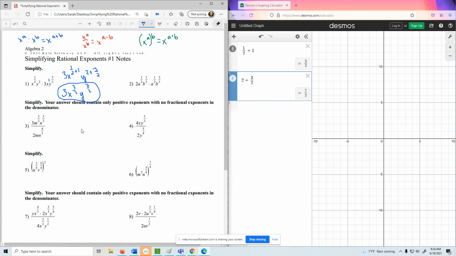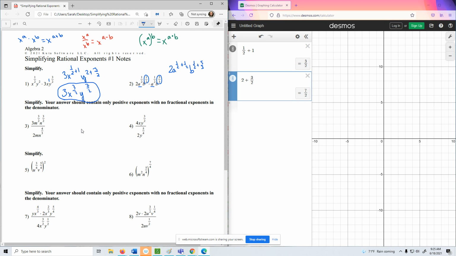Let's try another one. Number 2 is the same idea. Coefficient 2 is the only coefficient I have, so no matter what, in my final answer, I'm going to put 2 as the coefficient. For a's, I have a 1/2 and another 1/2. So 1/2 plus 1/2. For b's, I have a 1/2 and a 5/3.